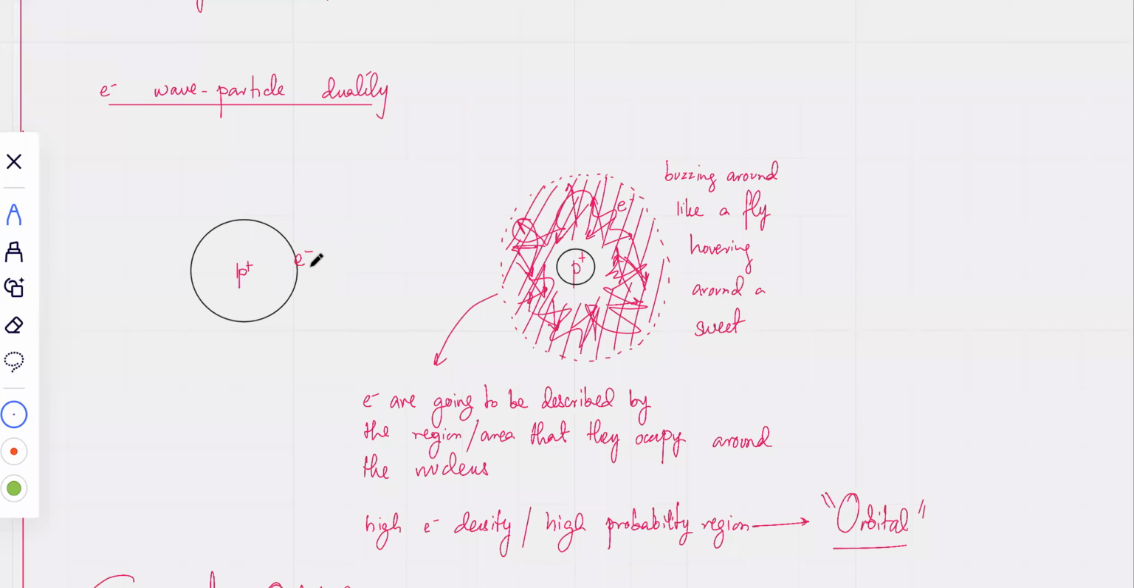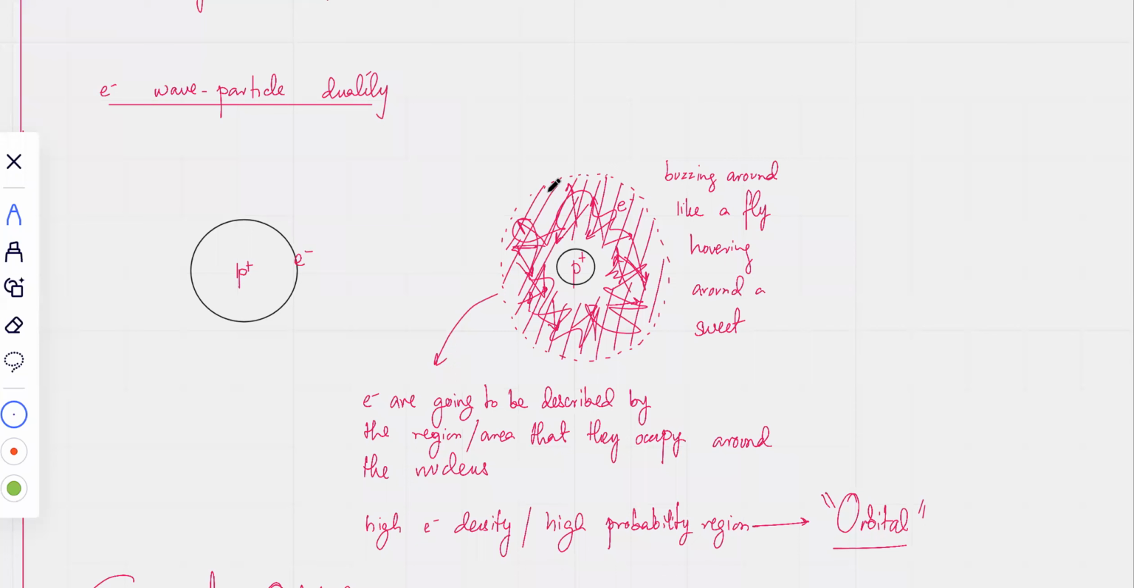But the electron is not a stationary particle. It's moving or whizzing very quickly. So I gave you an example of a swarm of bees around sweets. There is no exact path of where the electron is. The electron has a very haphazard movement. It's trying to escape, but it's attracted to the positive proton. So imagine a bee that's whizzing everywhere, but it's not able to escape because it's attracted to the positive proton.